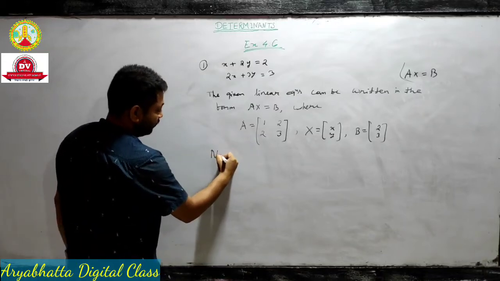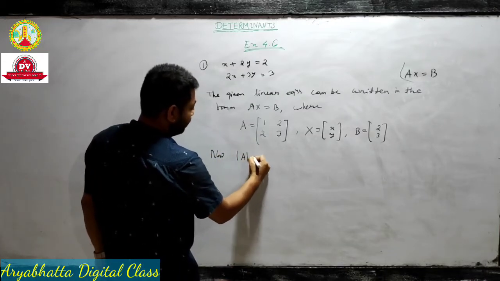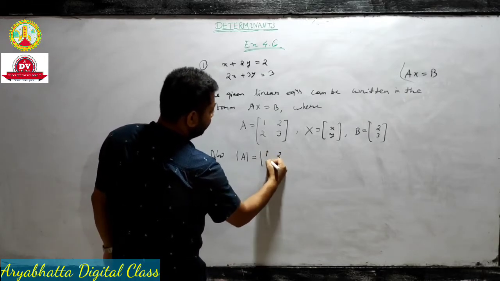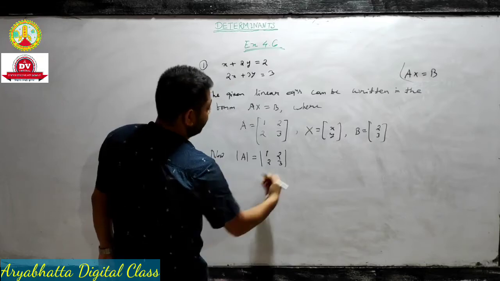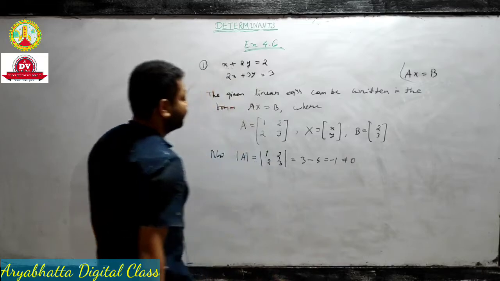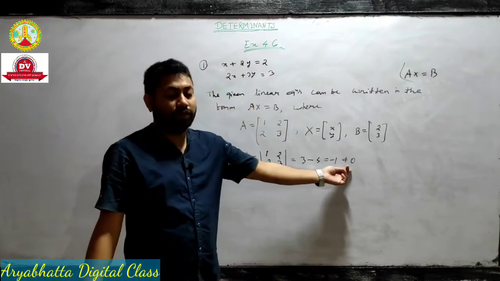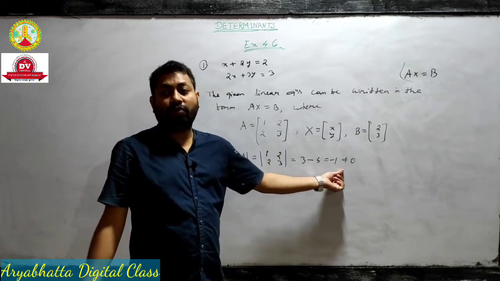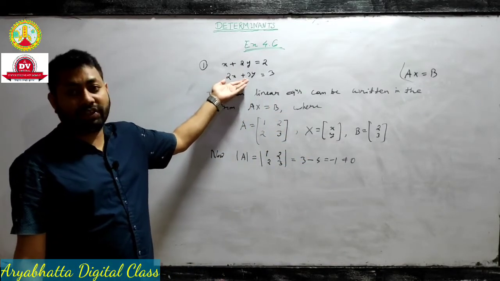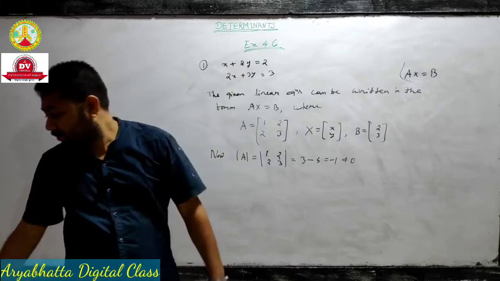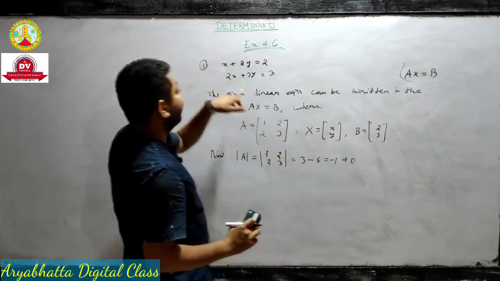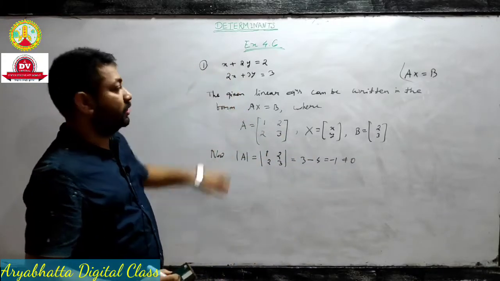Now the determinant of A is equal to the determinant of 1, 2, 2, 3, which is 3 minus 4 equal to minus 1, which is not equal to 0. Since the determinant of A is not equal to 0, therefore the given linear equations is consistent.